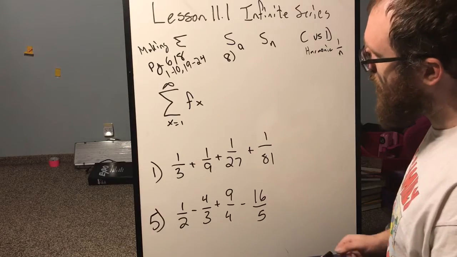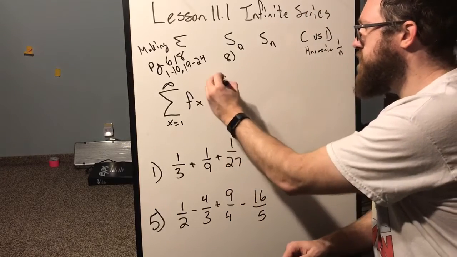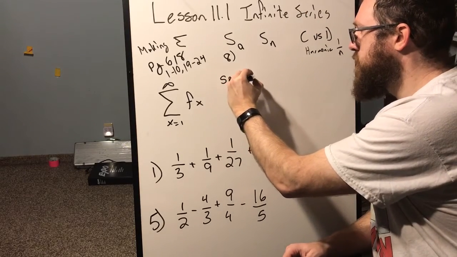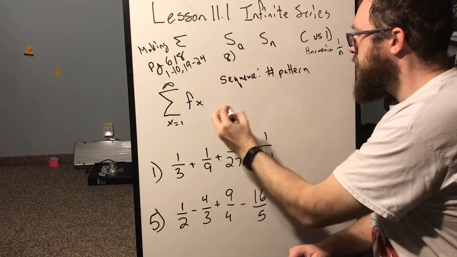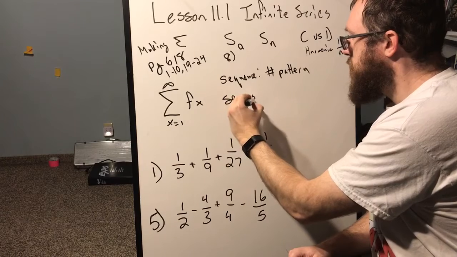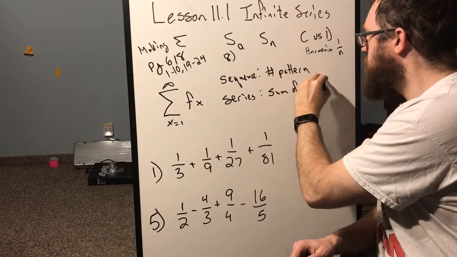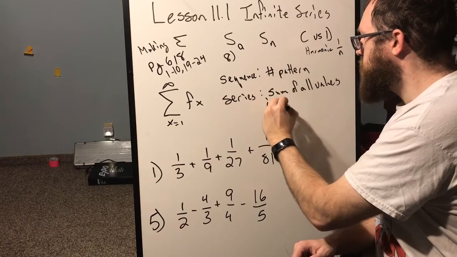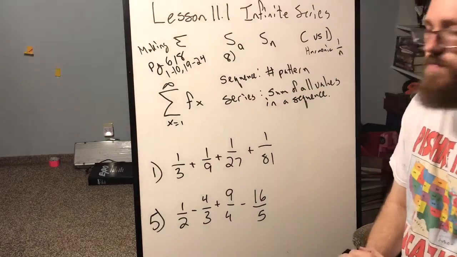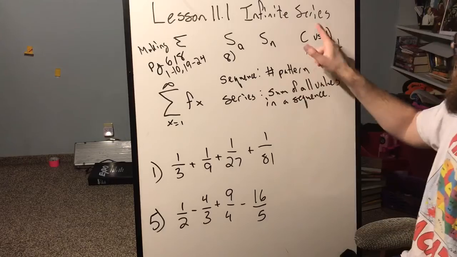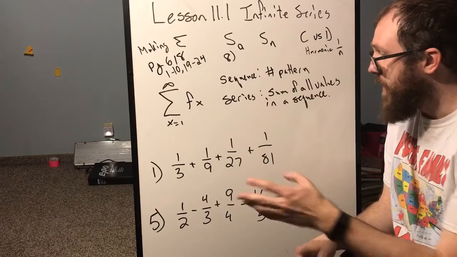So first off, I want to talk about what an infinite series is. A sequence is a number pattern, and a series is the sum of all values in a sequence. So if we're talking about series, a series is the sum of all values in a number pattern.